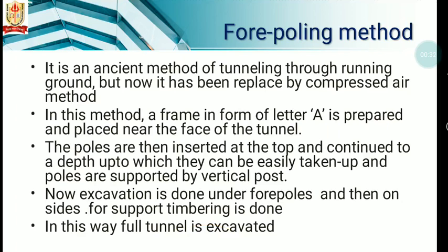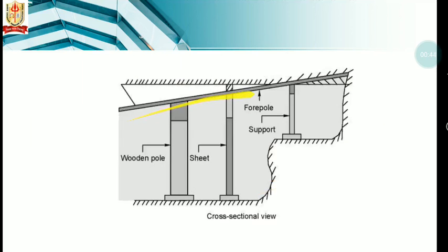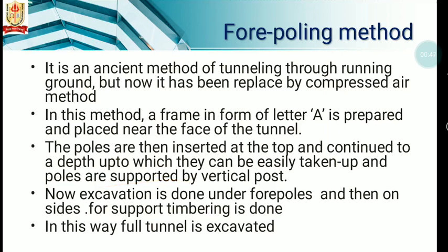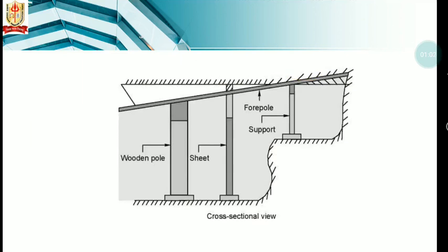The poles are then inserted at the top and continued to the depth up to which they can be easily taken, and the poles are supported by vertical posts. These are the poles supported by a vertical post. Now excavation is done under the forepoles and then on the side, timbering is done for support. In this way, the full tunnel is excavated. So this is a cross section of the forepoling method.